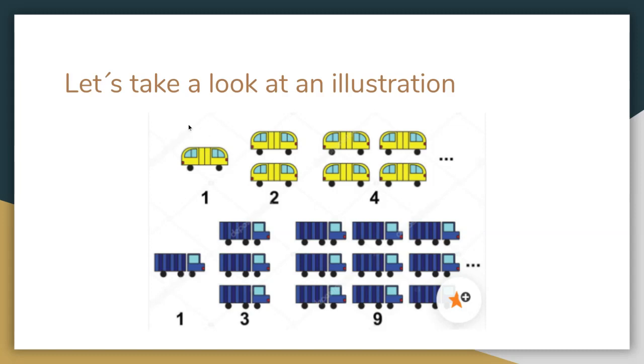So let's look at our geometric. 1 times what gives us 2? Well, 1 times 2 is 2. And let's test it out. 2 times 2 gives us 4. So this one is good.